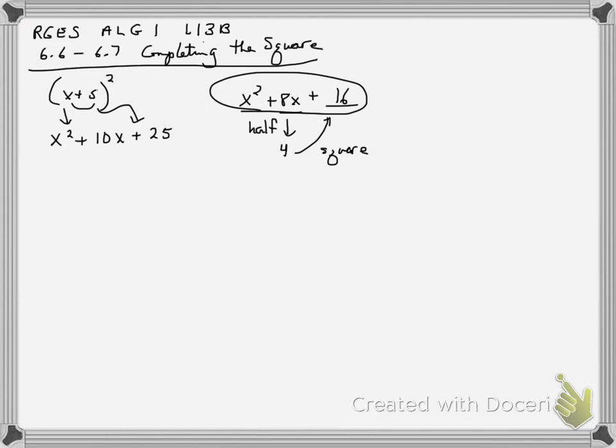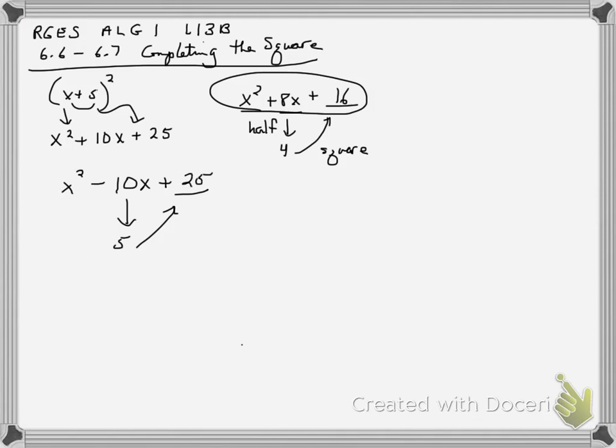Let's look at a couple more. That's my question: what would I have over here? Very similar to what I've done above, paying attention to my sign. Half of 10x is 5. Okay, half of the 10 is 5, and then square it, and I get 25.